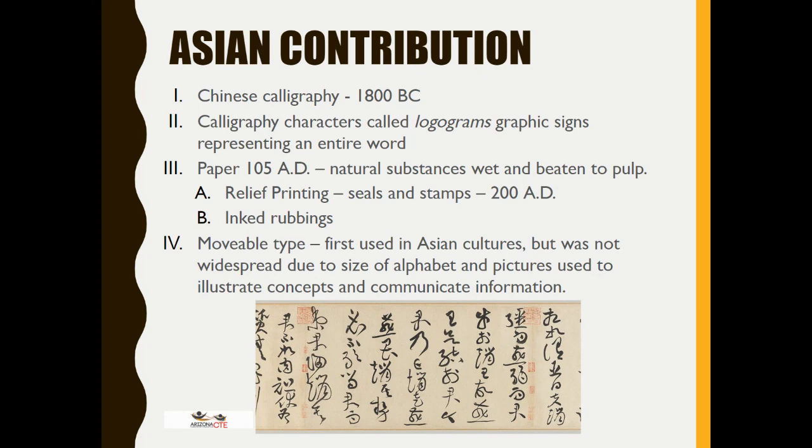Paper was kind of invented in 105 AD from a natural substance, like pulp and things like that, commonly a little bit more of what we see in our work today.